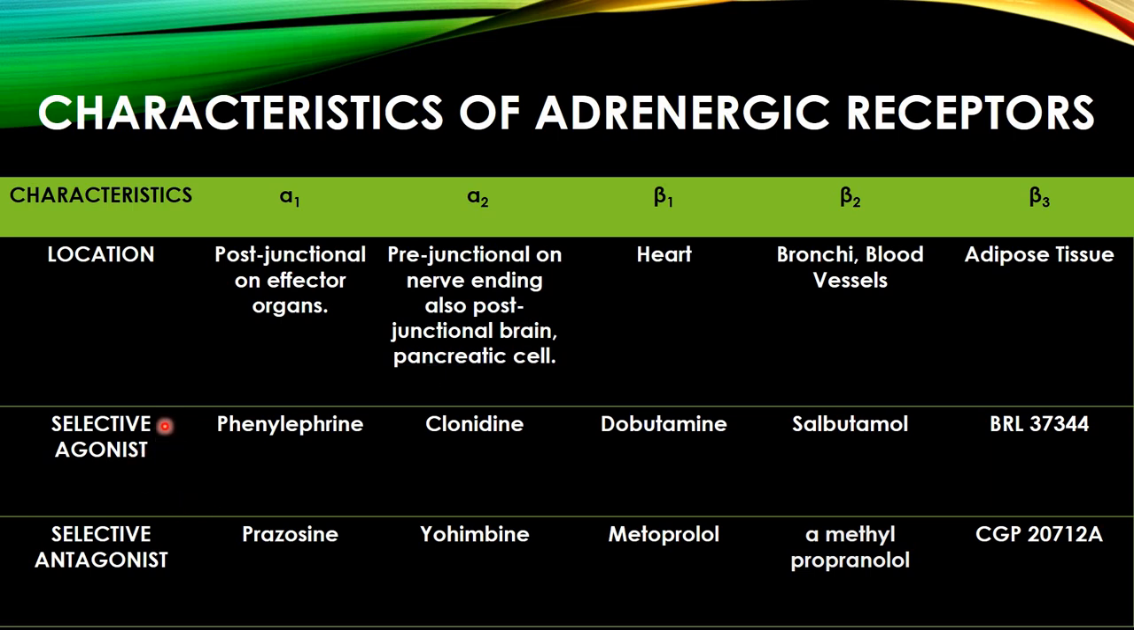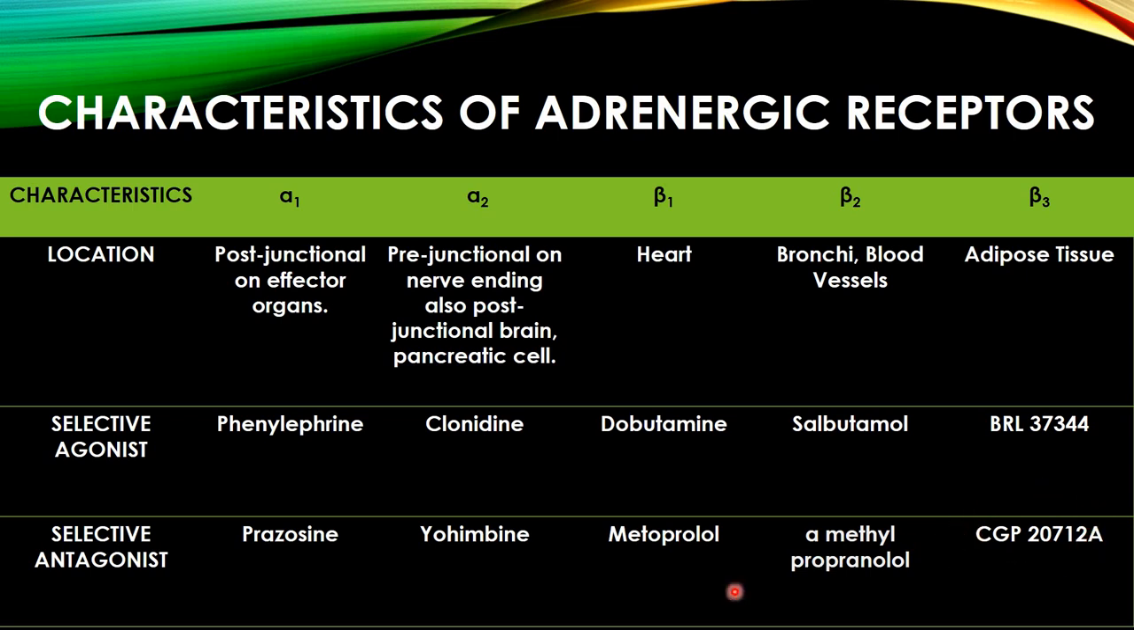Next is the selective agonist. For alpha 1 it is phenylephrine, alpha 2 clonidine, beta 1 dobutamine, beta 2 salbutamol, and beta 3 is BRL 37344. And the selective antagonist for alpha 1 is prazosin, alpha 2 is yohimbine, beta 1 is metoprolol, beta 2 is alpha-methyl propranolol, and beta 3 is CGP 20712A.